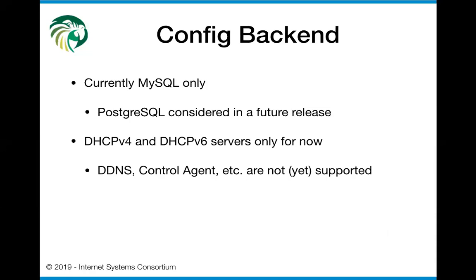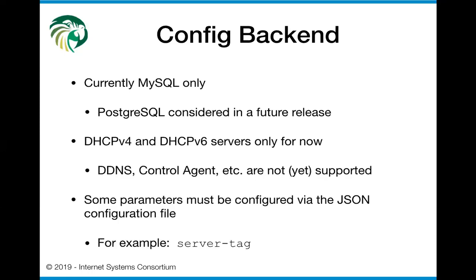At this point, only the DHCP v4 and v6 servers can be modified by the config backend. The D2 or DDNS server is not at this point able to be controlled by the config backend, nor is the control agent itself. So you're still going to need to manage those specifically. Also, other hooked configuration options, for example Radius or netconf, are at this point not supported as a configurable option through the config backend.